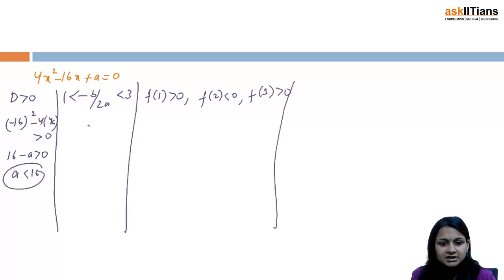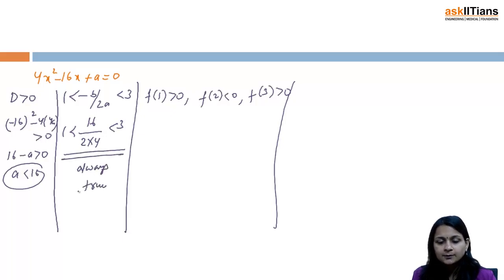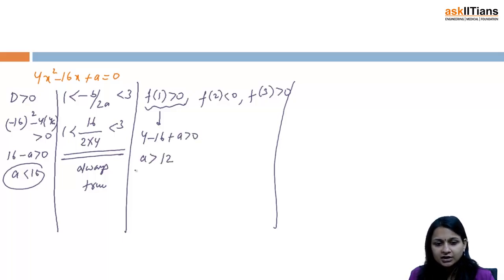Okay. Minus b upon 2a, so this becomes 16 upon 2 into 4, lying between 1 and 3. So that is automatically true. So that means in this case the roots are always lying between 1 and 3, as minus b upon 2a is always between 1 and 3. Okay, now f1 is greater than 0. For f of 1 greater than 0, I'll put 1 instead of x. So 4 minus 16 plus a greater than 0. So I have a greater than 16 minus 4, that is, a greater than 12.